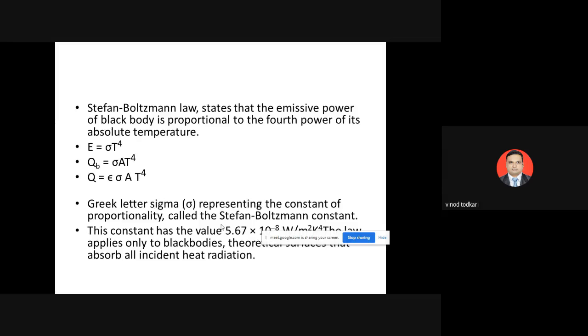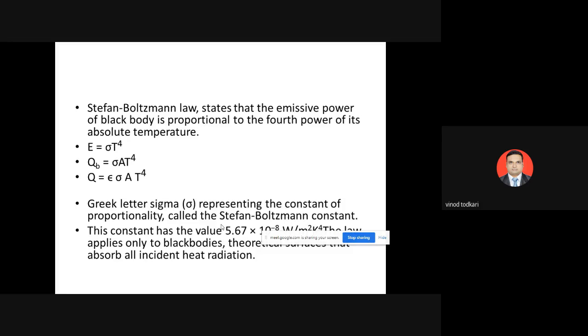Now E is equal to sigma into T raised to 4. E is the emissive power, the rate of emission of radiant flux, so E is nothing but QB upon A. I'm using QB because B is the suffix for black body. So QB upon A is equal to sigma T raised to 4, and I can write QB is equal to sigma A T raised to 4. This equation is exclusively for a black body.